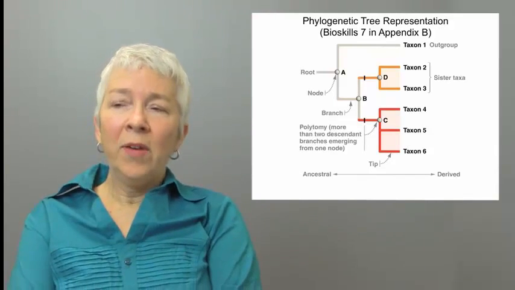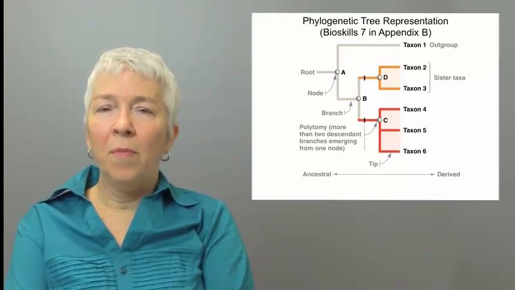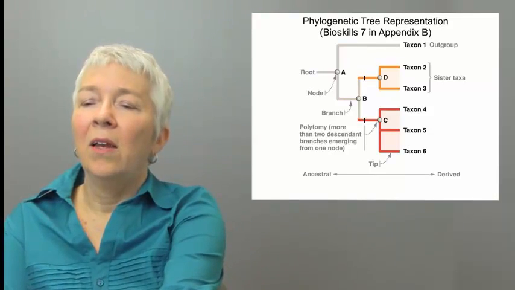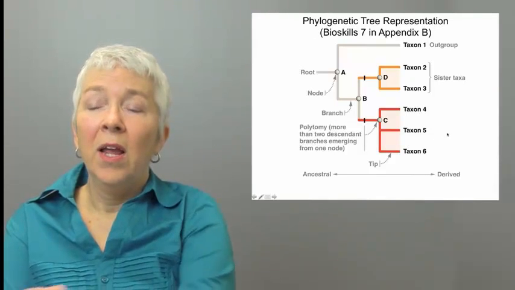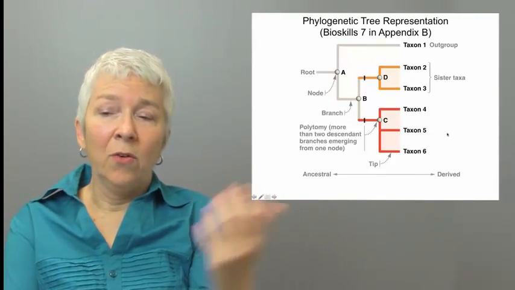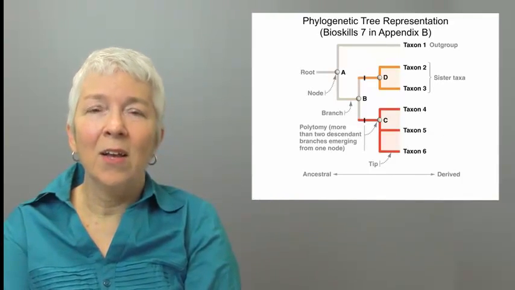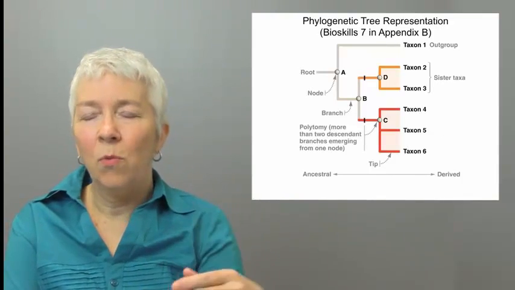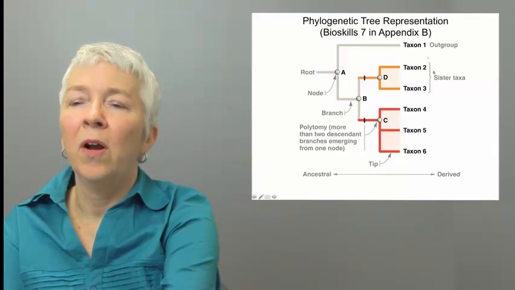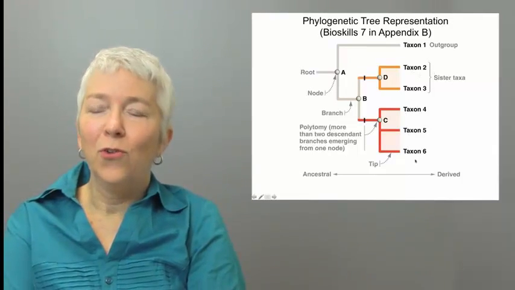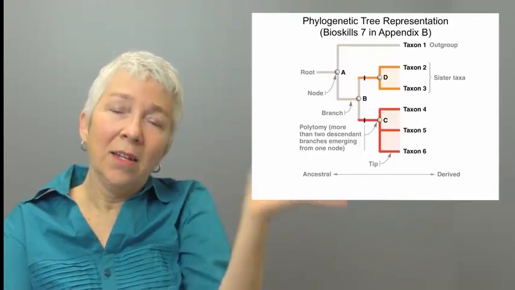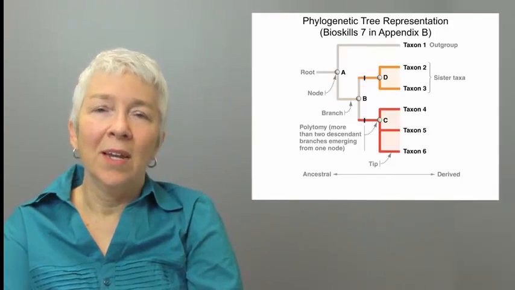So what's in front of you right now is in fact one of the figures from BioSkills 7, and so here's an example of a tree right here. It's a fairly complicated tree in that there are 6 different taxa shown on this tree. So let's walk through some of these parts. As mentioned before, taxa are shown as the tips of this so-called tree. The tree is lying sideways in this particular representation.